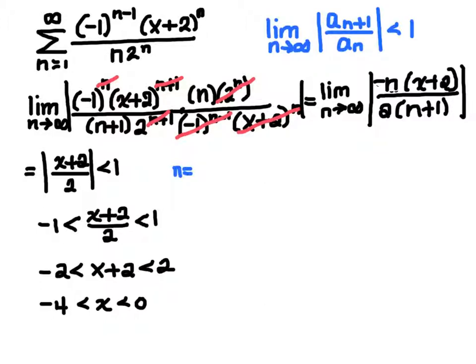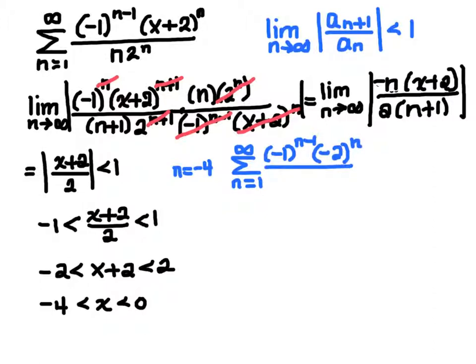At x equals negative 4, our series goes from 1 to infinity, and it becomes negative 1 raised to the n minus 1, times, and the x becomes negative 4, and negative 4 plus 2 is negative 2, to the n, over n times 2 to the n.